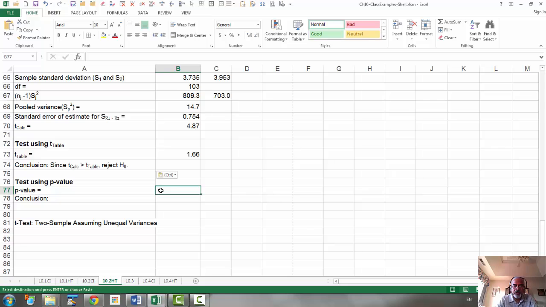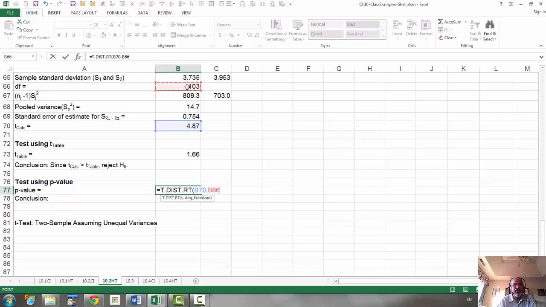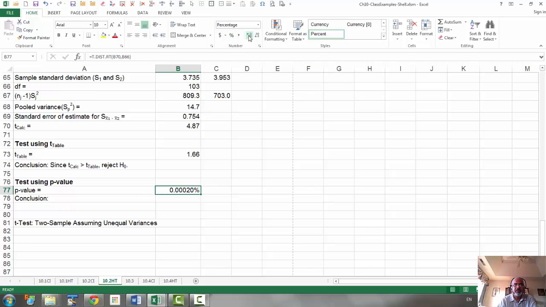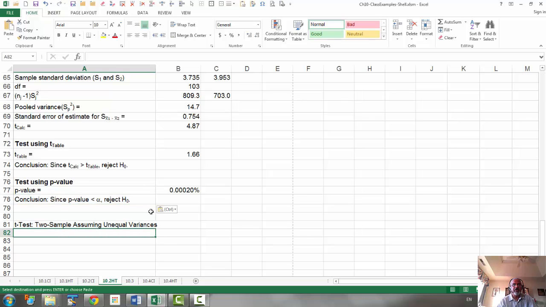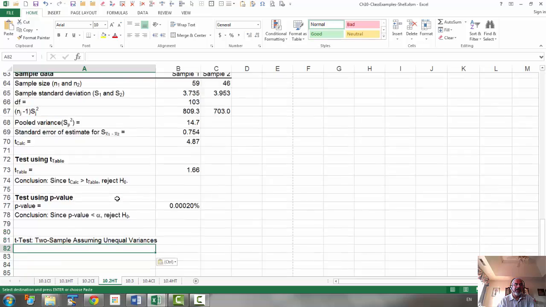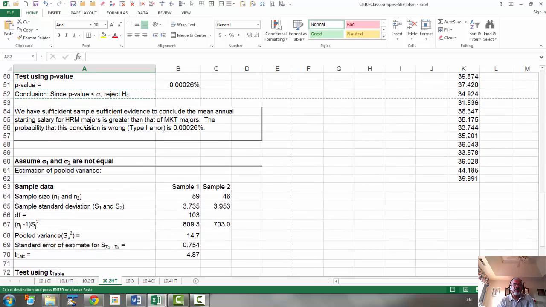Now for the p-value, again, we need to use t dot dist dot rt, and the new t-calc, which is slightly different. The degrees of freedom is also slightly different, so the p-value will be slightly different as well. So it's an even smaller probability of being wrong. Same conclusion as before, and so the interpretation is going to be the same interpretation.